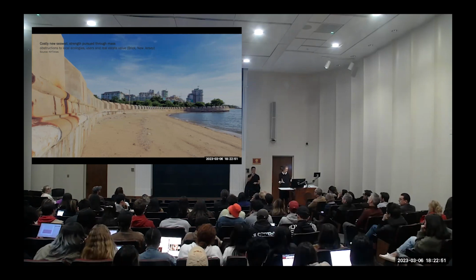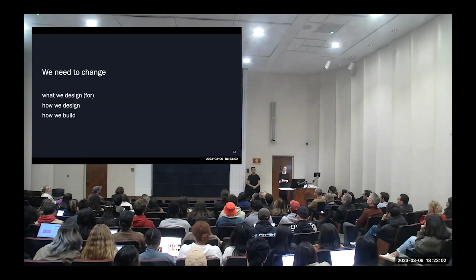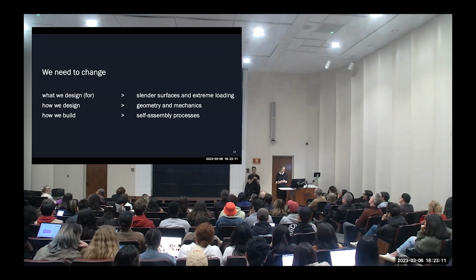So I don't really think that using mass, so using a lot of stones, a lot of rocks, a lot of concrete, a lot of steel, that's really the solution. So I think that we need to change what we design for, how we design, and how we build. And I advocate, as I have a principle with Fortify Lab.